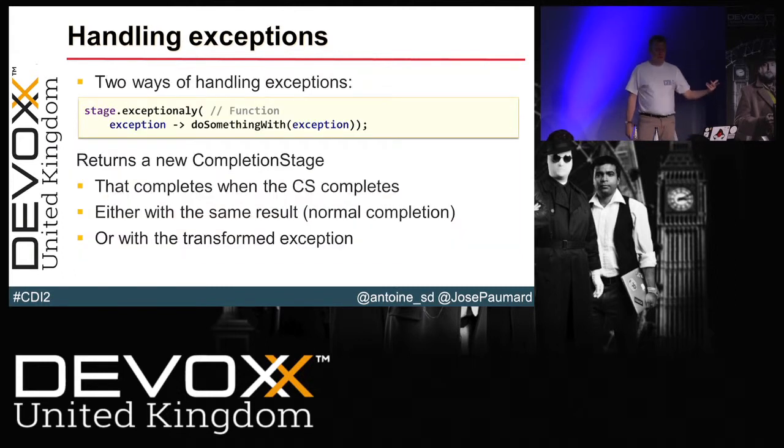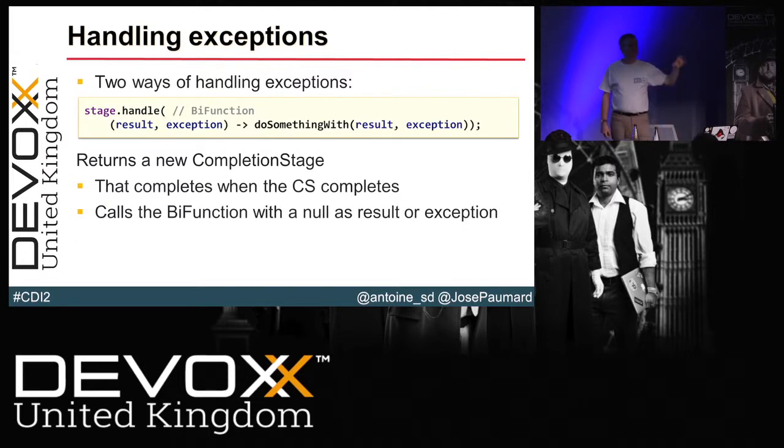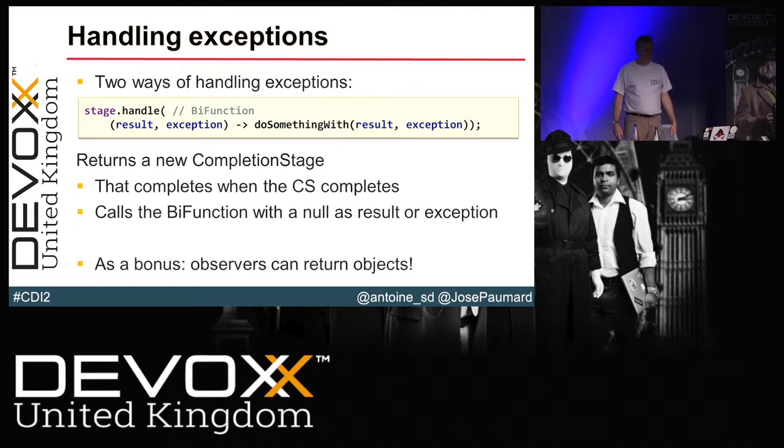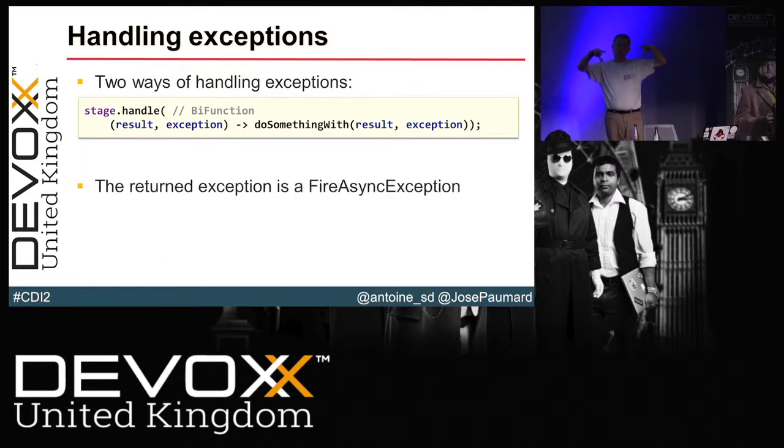In that CompletionStage object, I have two methods: exceptionally, which takes a function that takes the exception if the exception is thrown and that can do something with it. And I've got another one, the handle method, that takes both a result and an exception. So as a bonus, I can get a result from an observer, even in an asynchronous world, and the exception if an exception was raised. Now, if more than one exception is raised, we decided to put all the exceptions in a kind of wrapping exception called the FireAsyncException, and all the exceptions will be added using the suppressed exception mechanism introduced in Java 7. Great.